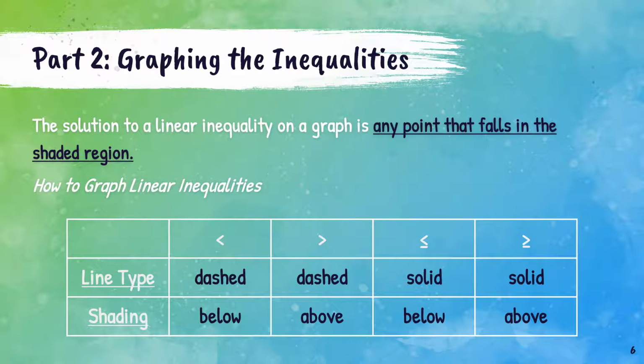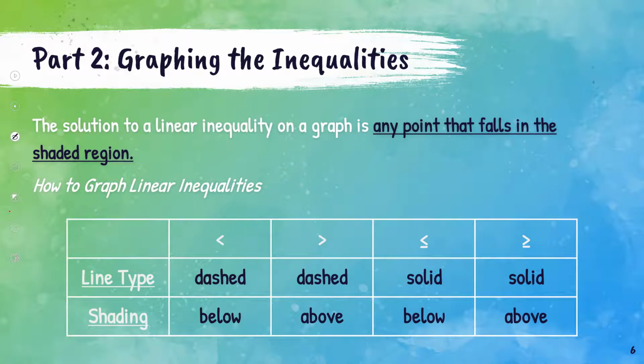Our dashed lines are going to be for our less than or greater than inequalities, and our solid lines are going to be for our less than or equal to or greater than or equal to linear inequalities. If we're looking at something that is less than or equal to, we're going to shade our graph below our linear inequality. And if we're looking at a graph that is greater than or equal to, we're going to shade above that line. So I'll show you guys some examples here.